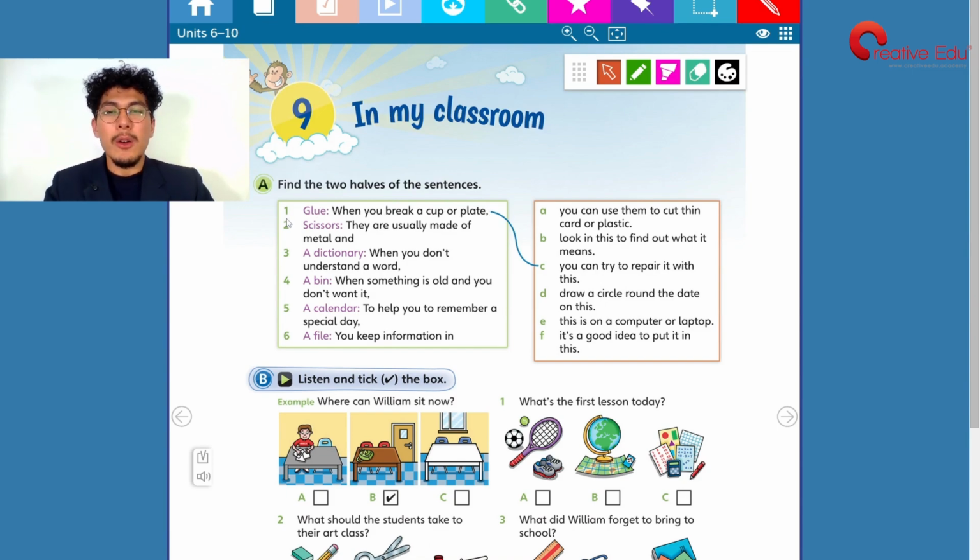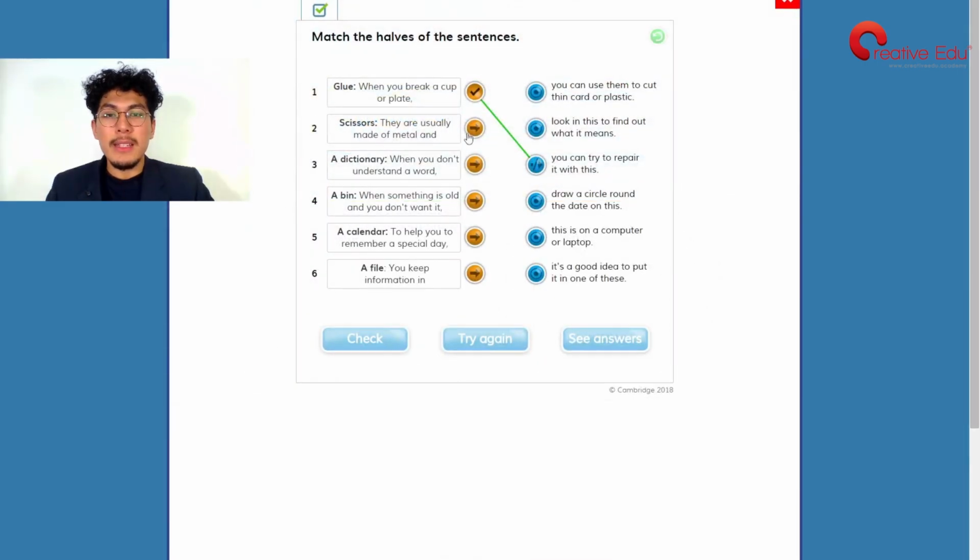Number 1, we have glue. When you break a cup or plate, you can try to repair it with this, with glue. Let's look here. Okay, scissors. They are usually made of metal and you can use them to cut thin card or plastic.